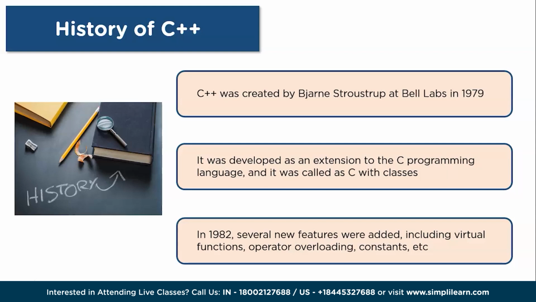In the year 1982, several new features were added. The most important were virtual functions, operator overloading, constants, single-line comments, etc. And the name of the language was changed from C with Classes to C++. Here ++ is the increment operator, which gives the idea that C++ evolved from the C language.